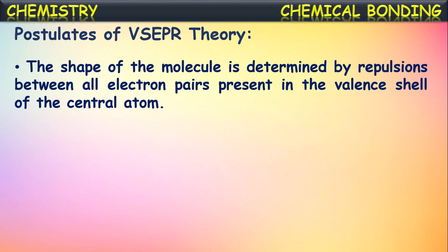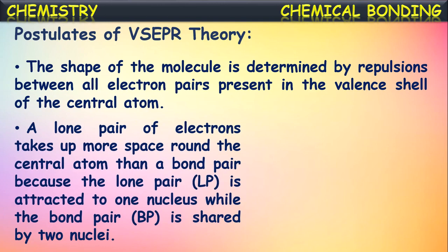One of them is that the shape of the molecule is determined by repulsions between the electron pairs present in the valence shell of the central atom. Based upon the electron pairs present on the central atom of a molecule, the shape or geometry of the molecule is determined, because these electron pairs present on the central atom repel each other. To overcome these repulsions, they will be oriented in space as far as possible from one another. Based upon this concept, the geometry or shape of that molecule is determined.